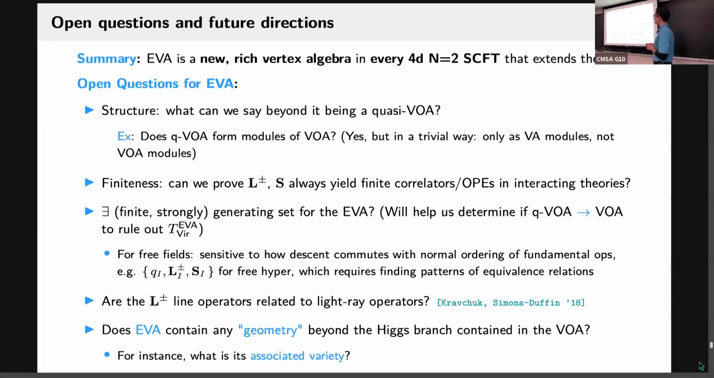Another question is on the finiteness of these descent operators. We'd love to prove, perhaps via some savvy cohomology statements, that L plus minus and S always yield finite correlators and OPEs in interacting theories. This is not totally obvious when one goes about computing them. So we need to get our hands dirty in these more complicated real settings. And we'd also like to know if there potentially exists, at least in some examples, some finite strongly generating set for the extended vertex algebra. This is an interesting question to ask because, and I didn't mention this, the vertex operator algebra of Schur operators is believed to always be strongly finitely generated. So we basically just want to know if that feature persists when you extend it to the EVA.